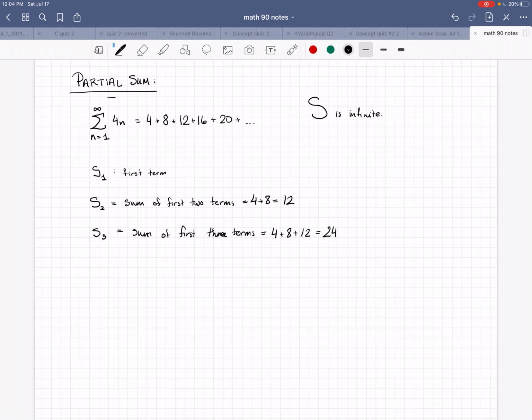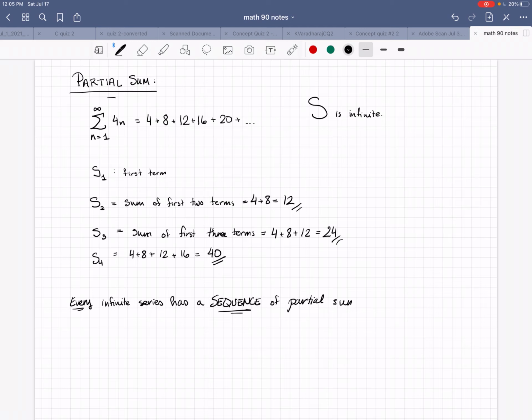Okay? And then S sub 4, I'm not going to write it out this time, but this is the sum of the first 4 terms. So that's going to be 4 plus 8 plus 12 plus 16. So that's going to be 40. So I will only say this. Every infinite series has a sequence of partial sums.